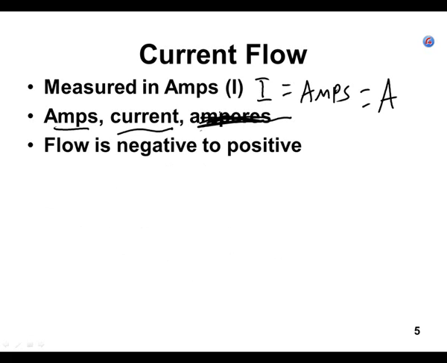We already talked about electrons going from where there's too many electrons to where there's not enough. That's why they go from negative to positive, because electrons are negatively charged.